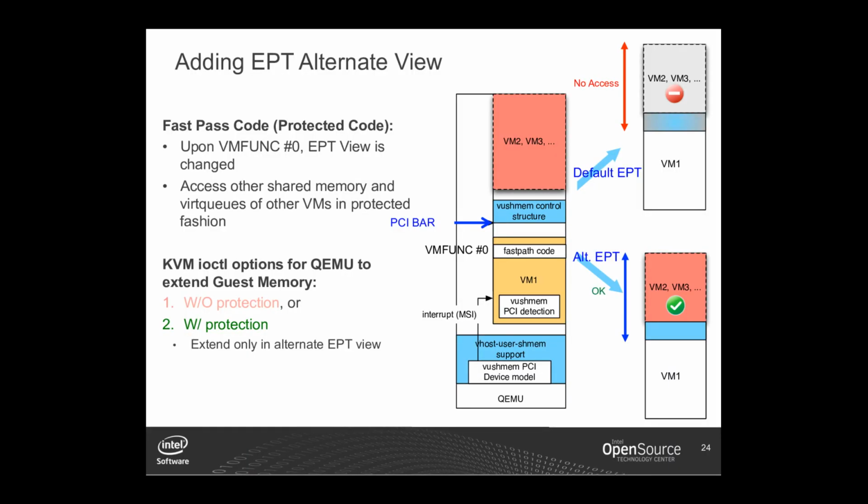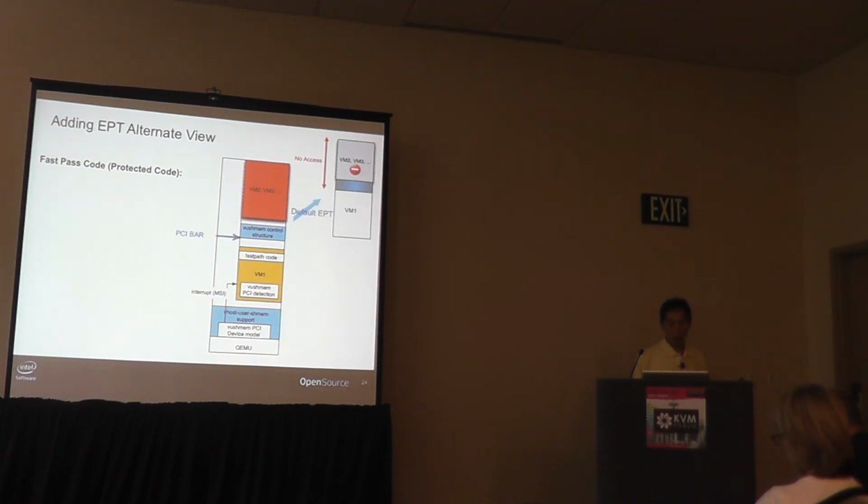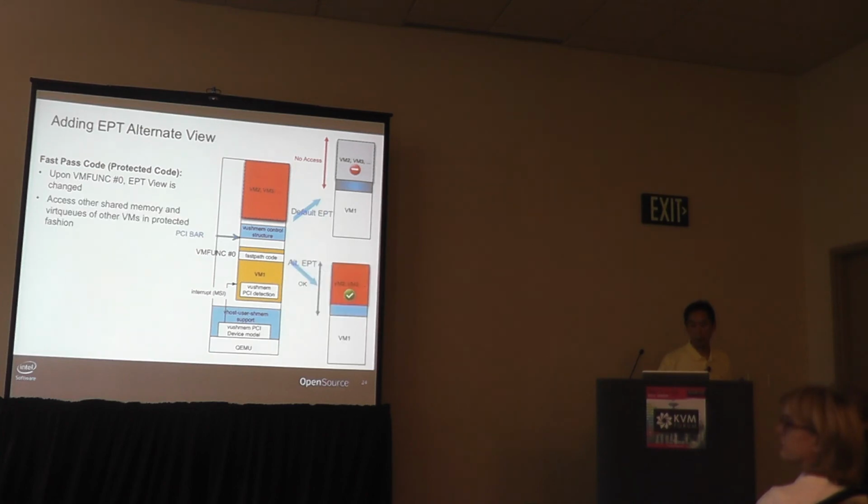I have a bit more detail. In the default view, the memory of the other VM is not accessible. And if you do vmfunc, then it will be visible or accessible. That's basically how we add the protection.